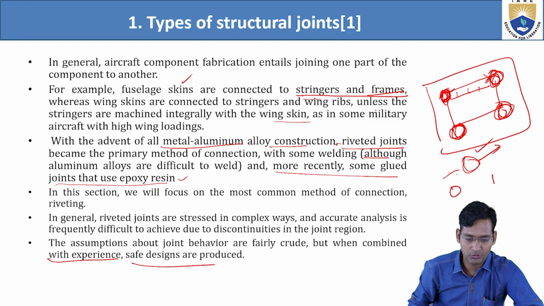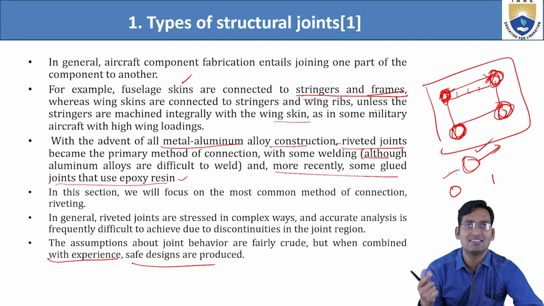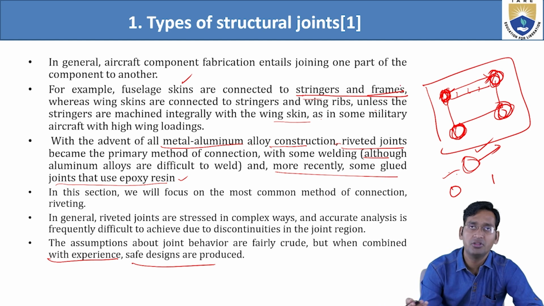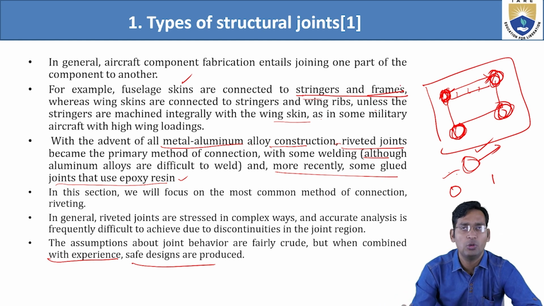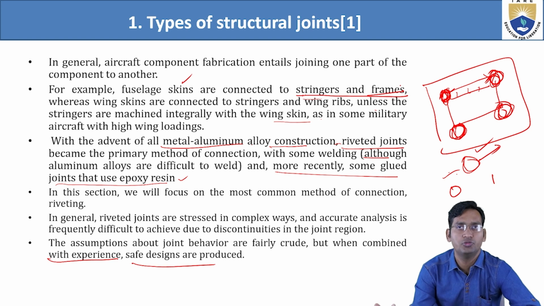So just see quickly the types of structural joint. The skin, fuselage, and other components are connected with two different things. For example, the fuselage is connected with the stringers and frames. Wings are connected to the stringers and wing ribs. For this type of metal, when aluminium alloy is used, we preferably use the riveted joint method.